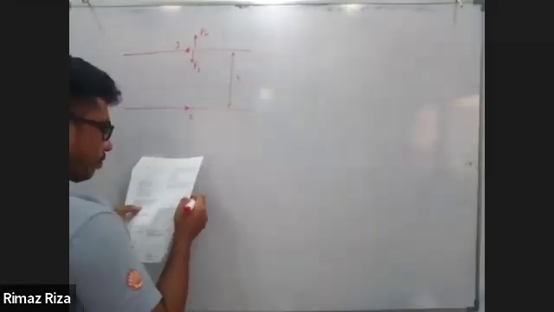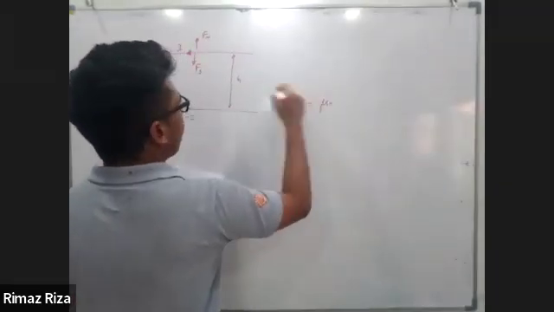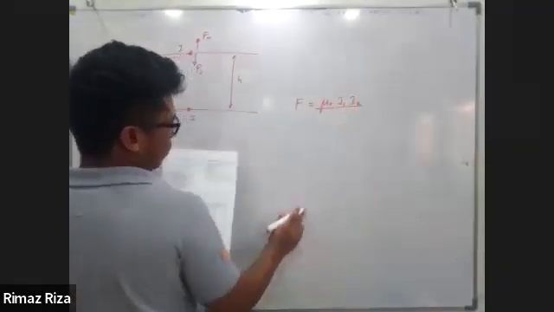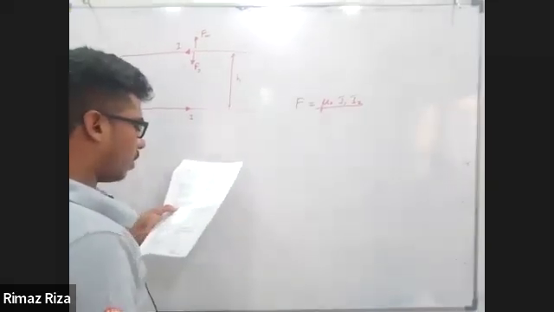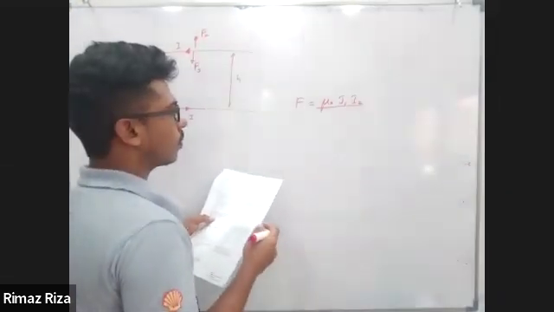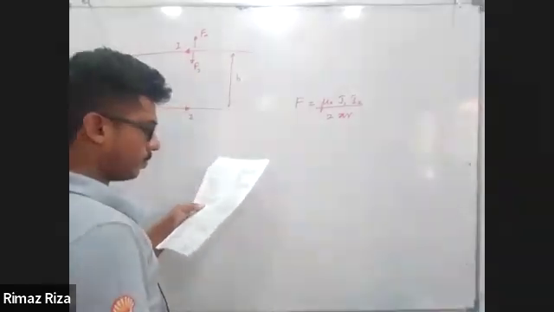F equals mu naught I1 I2 over 2 pi r, also I1 I2 into L. Yeah, we will derive.